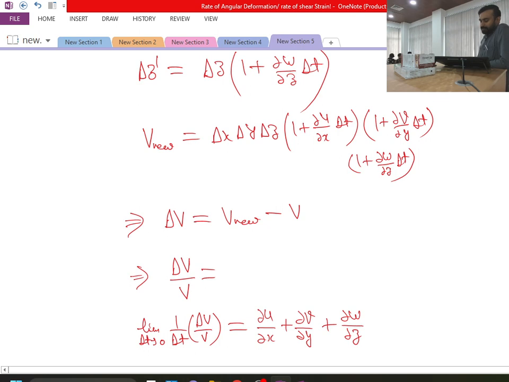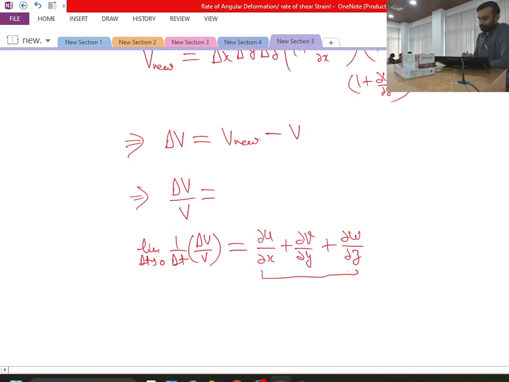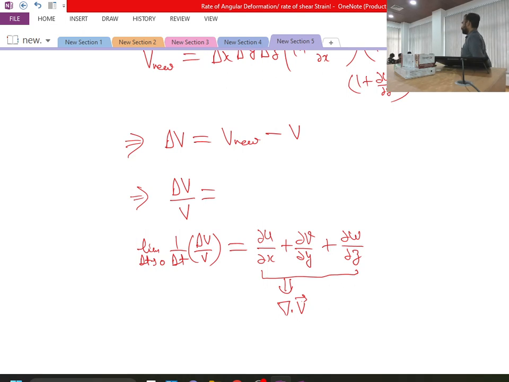So if you do that, you will find that it becomes del u by del x, del v by del y, and del w by del z. What is this quantity? Is this quantity the gradient of the velocity vector? This quantity is nothing but equal to the gradient of the velocity vector. So if this is the gradient of the velocity vector, then in other words, I can call it the continuity equation for incompressible flow.